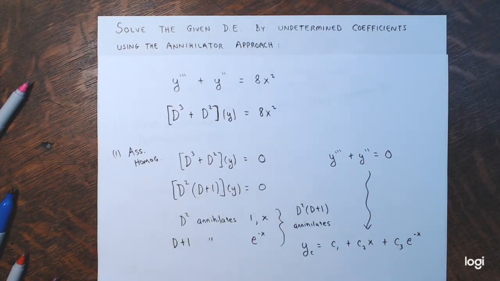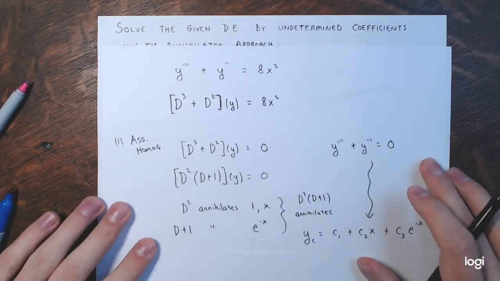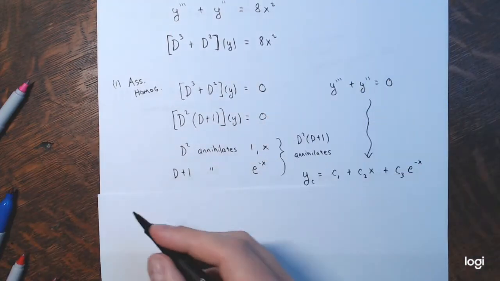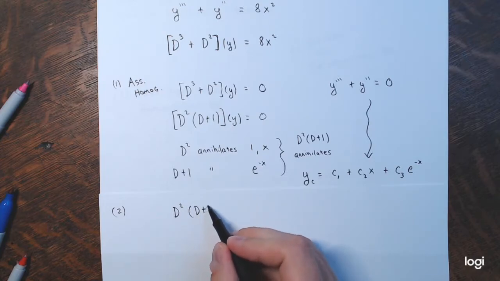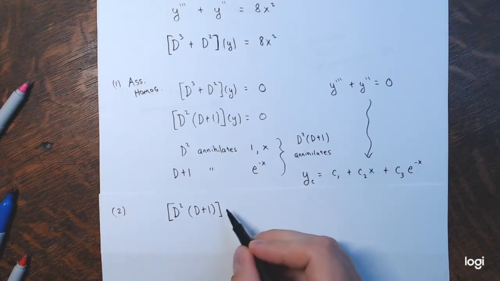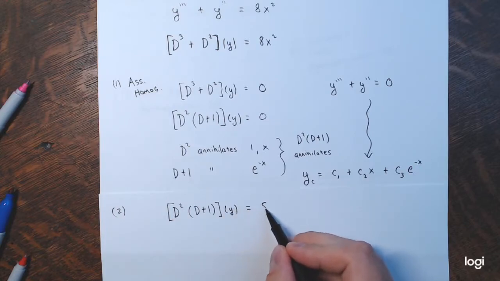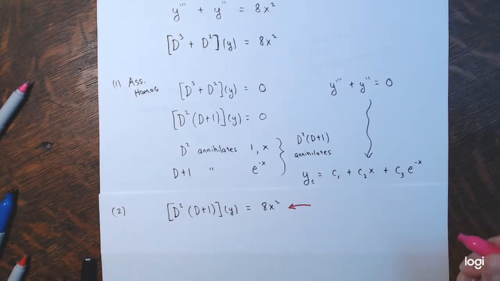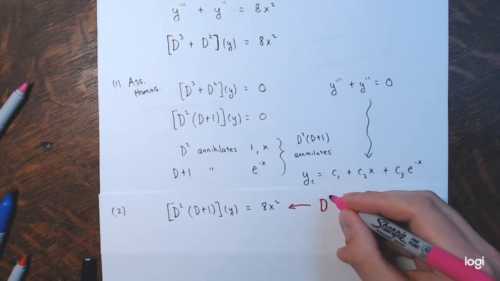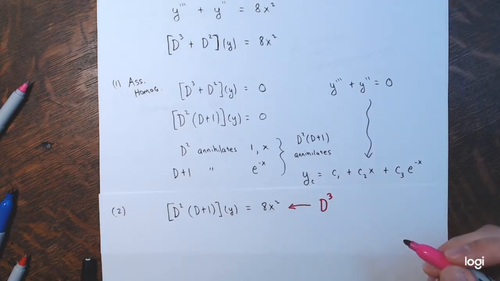All right. So the next part, where I apply annihilators, the annihilator of 8x squared. I'll write it out with the differential operators. We have D squared times D plus 1 applied to some function y equals 8x squared. And 8x squared is annihilated by D cubed. The third derivative of 8x squared would be 0.